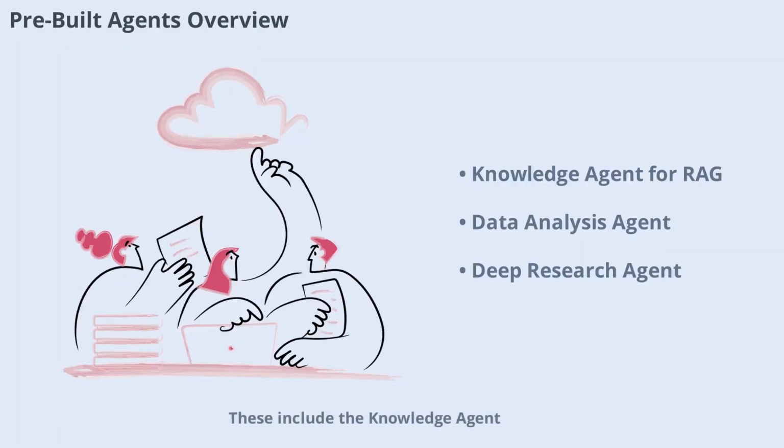Agent Factory comes with several pre-built agents to help you get started quickly. These include the Knowledge Agent, which enables Retrieval Augmented Generation, RAG, over enterprise content, the Data Analysis Agent, which explores structured data with auto-generated SQL and visualizations, and the Deep Research Agent, designed for breaking down complex questions. The platform also supports enterprise features like single sign-on, SSO, guardrails, conversational memory, and connectors to popular tools such as Slack and Confluence. This makes it easy to integrate with your existing workflows and systems.